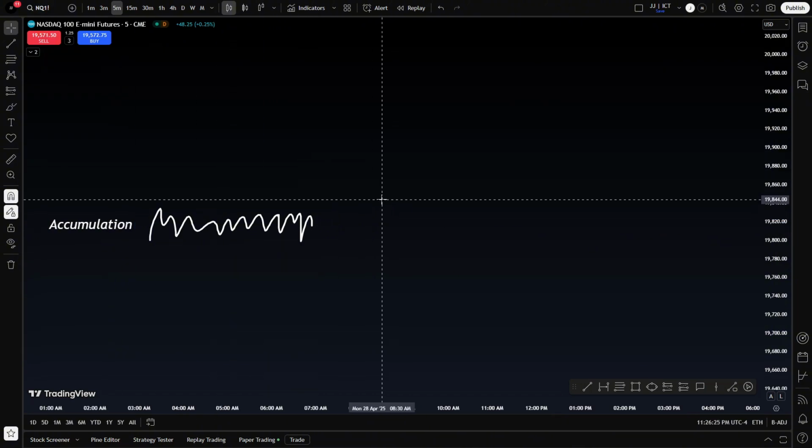Next is manipulation. What price will do after the accumulation is it'll break out. It'll have to come out of the consolidation. It has to move away from the accumulation, because it just has to do that.